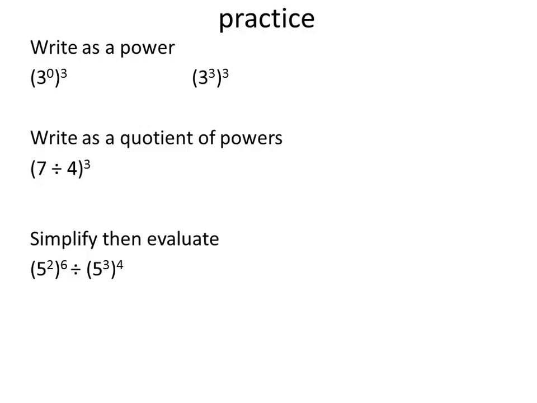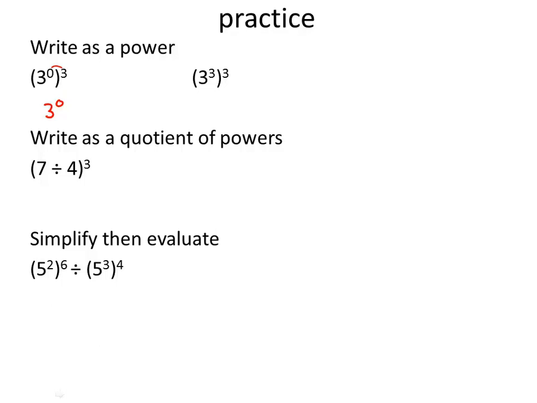and hopefully now you've unpaused it and you're ready to check to see if you're right. So right here we're going to write these as a power, and there's a couple of different ways we can write this. Since we have a power to the power, we must multiply these two exponents together. So 3 times 0 is just going to be 0. So this would be 3 to the power of 0. Okay, and if we remember, anything to the power of 0 is just 1.